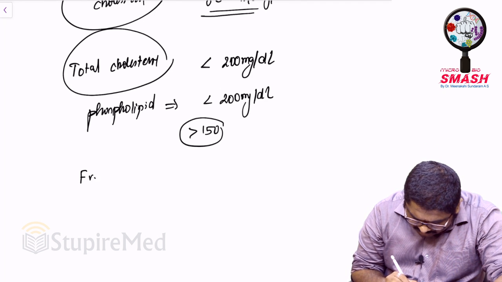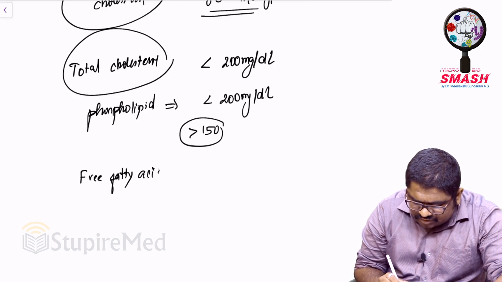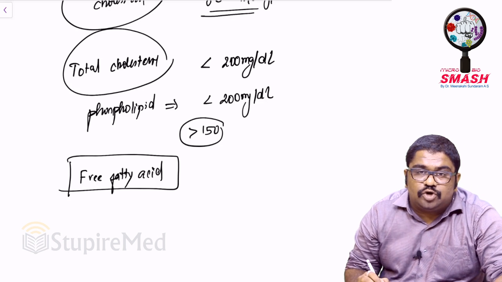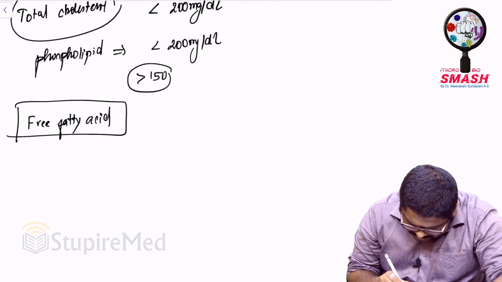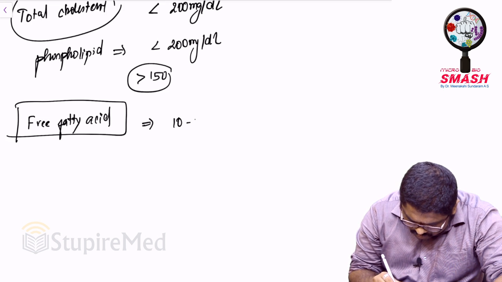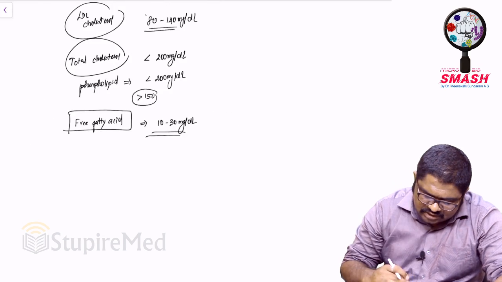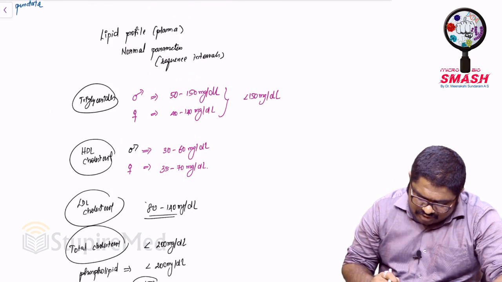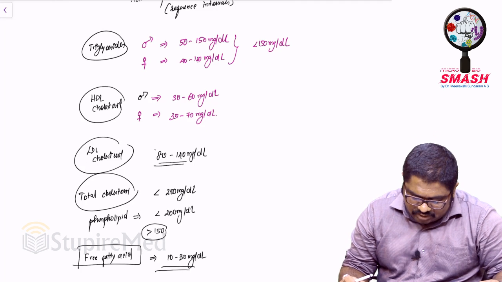When it comes to free fatty acids, what is a free fatty acid? The fatty acid which has not been used for any esterification reactions. So free fatty acid concentration should be between 10 to 30 milligrams per deciliter. These are the values that you should be knowing when you try to answer any kind of case discussion with respect to the lipid profiling. Okay.